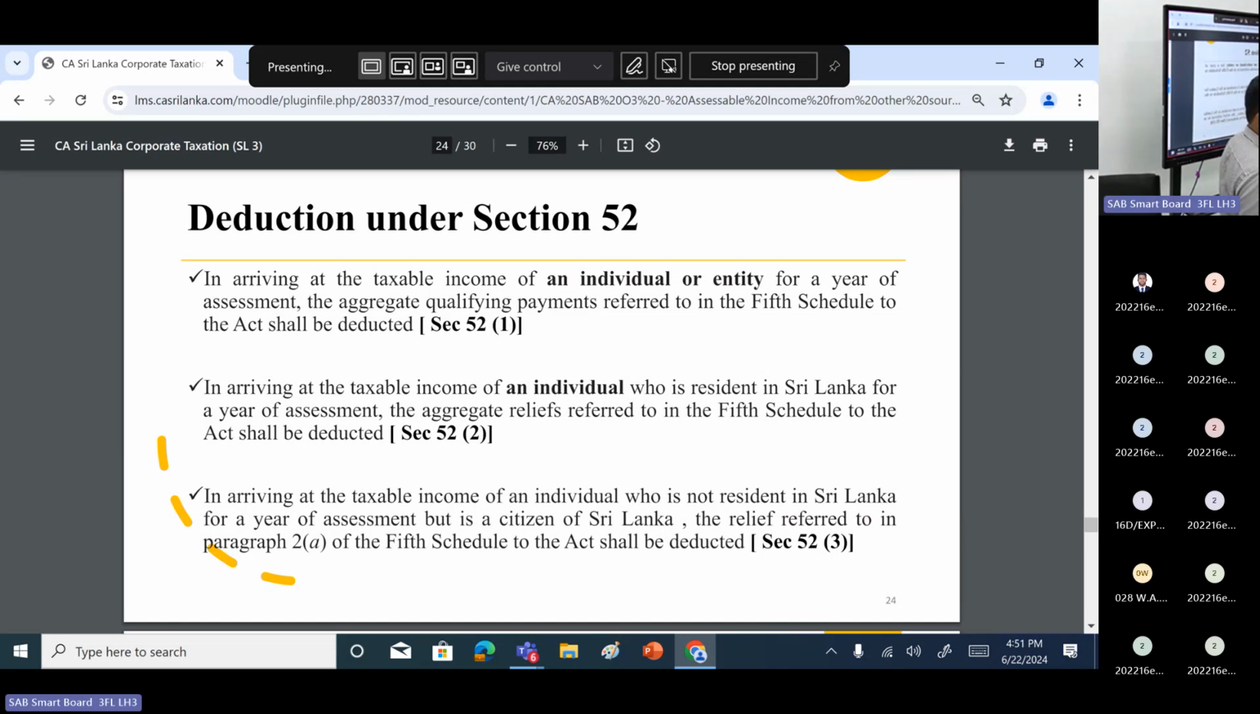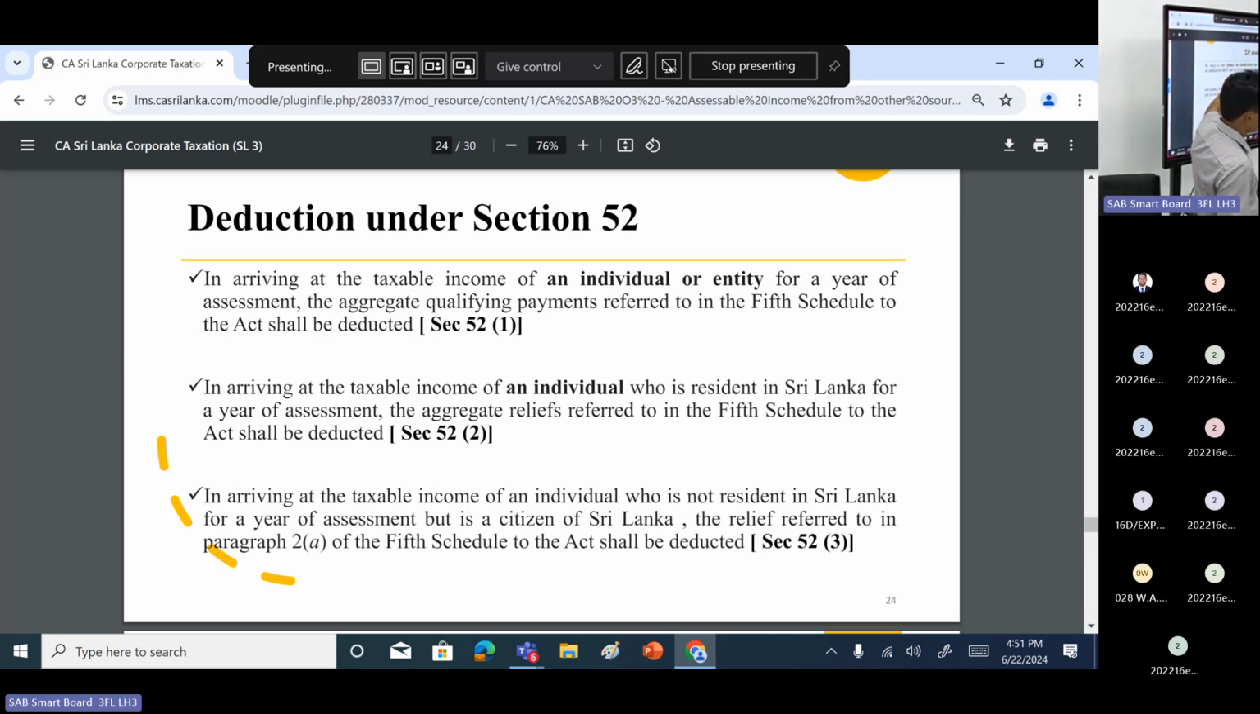Section 52(1) says qualifying payment can be deducted by the individual as well as the entity. It says in arriving at the taxable income of an individual or entity for a year of assessment, the aggregate qualifying payment referred to in the fifth schedule shall be deducted. Right? Qualifying payment shall be deducted. In arriving at the taxable income of an individual who is resident in Sri Lanka for a year of assessment, the aggregate relief referred to in the fifth schedule to the Act shall be deducted.